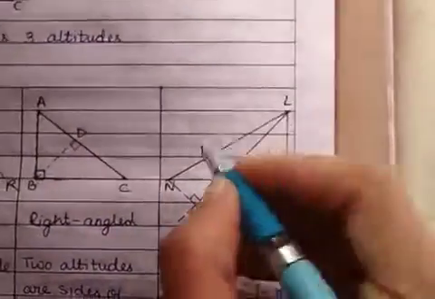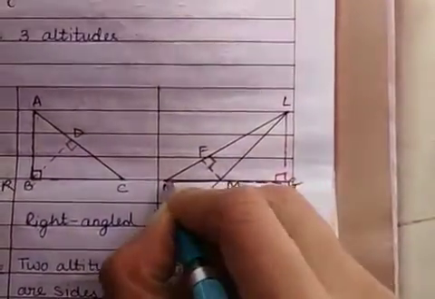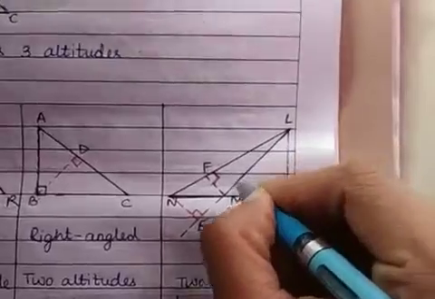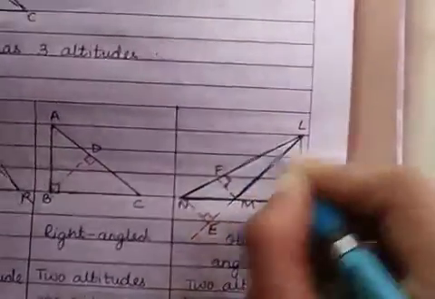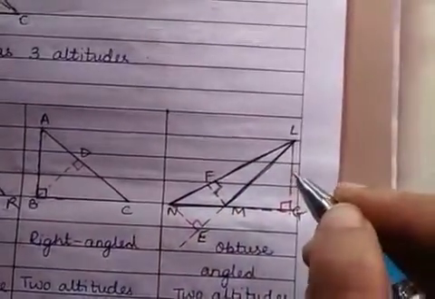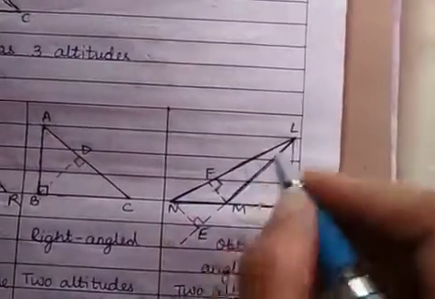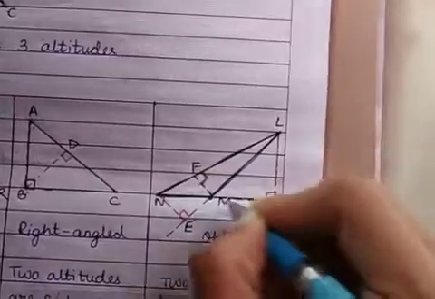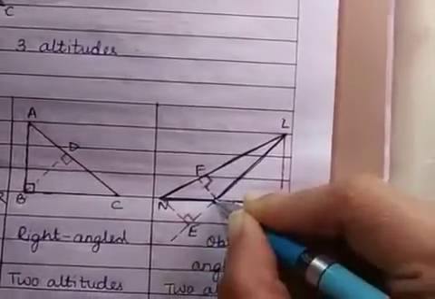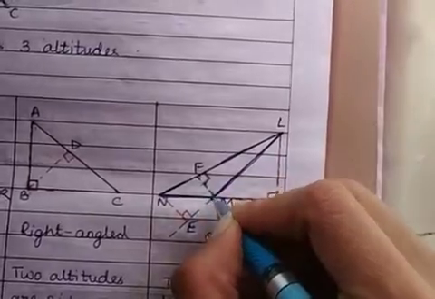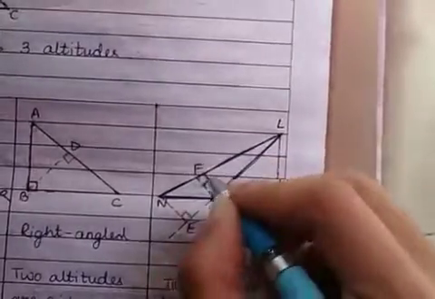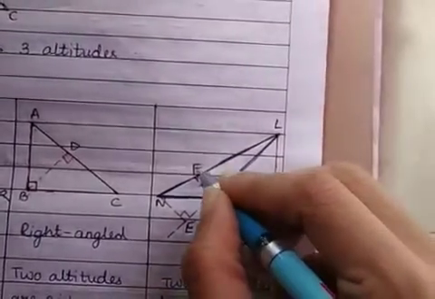The triangle here is LMN. So your triangle is LMN. First let us take the vertex M. Which is the side opposite to M? LN. Now I will draw a perpendicular from M to LN. So my altitude is MF.